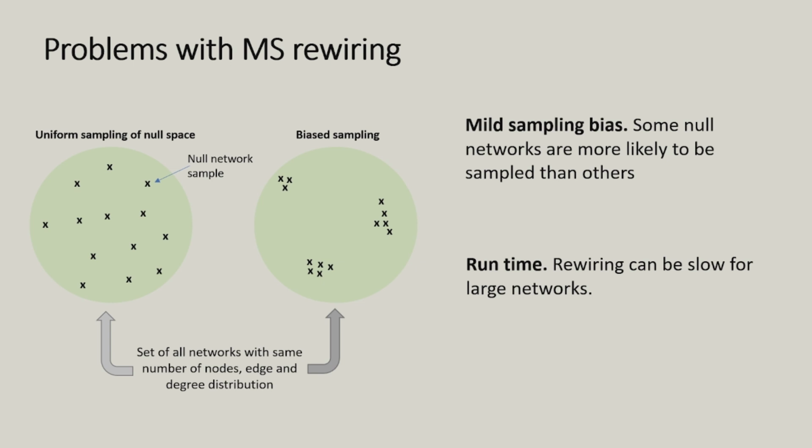The other problem or limitation is that it's quite slow. So when we're dealing with connectomes like Drosophila that comprise millions of connections, it can take a long time to generate one sample or one randomization of our network.